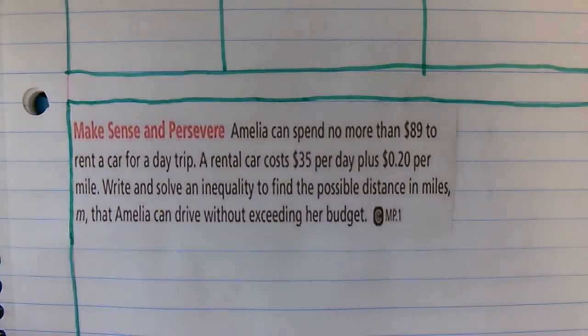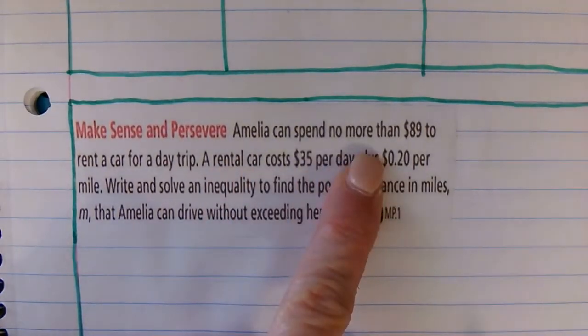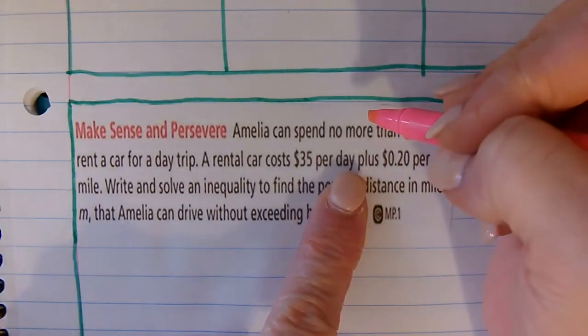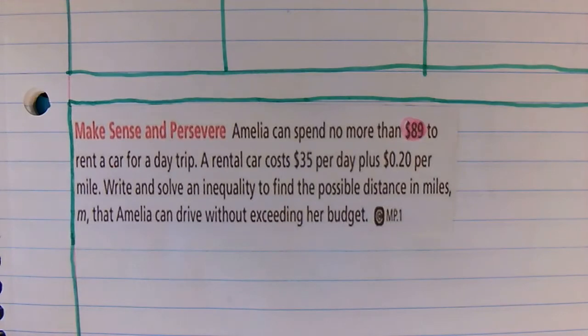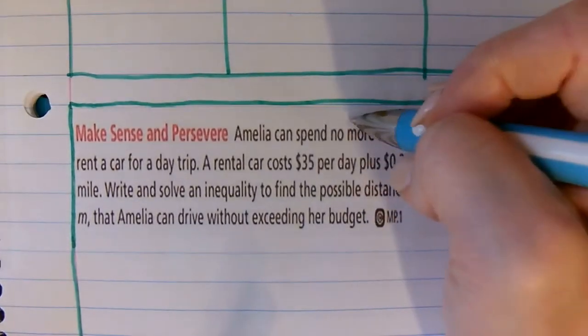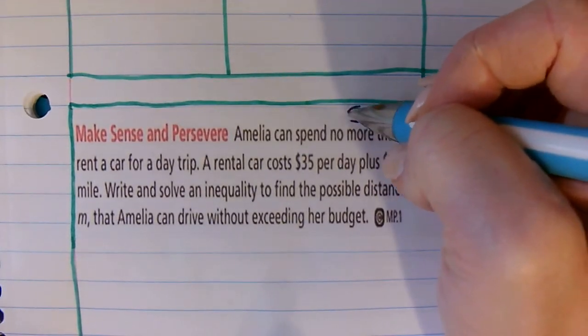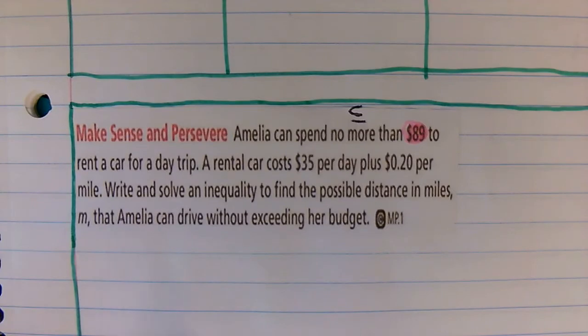Let us complete the second section on page 57 in our notes for 5-6, two-step inequalities. If we look at this word problem here, step 1 in equations is identify important information, and we're going to do the same here. So it says Amelia can spend no more than $89. Well, no more than, that symbol would be equal to, it could be that, but it also would be less than. So let's put that there as we're doing this. So less than or equal to $89 to rent a car for a day trip.